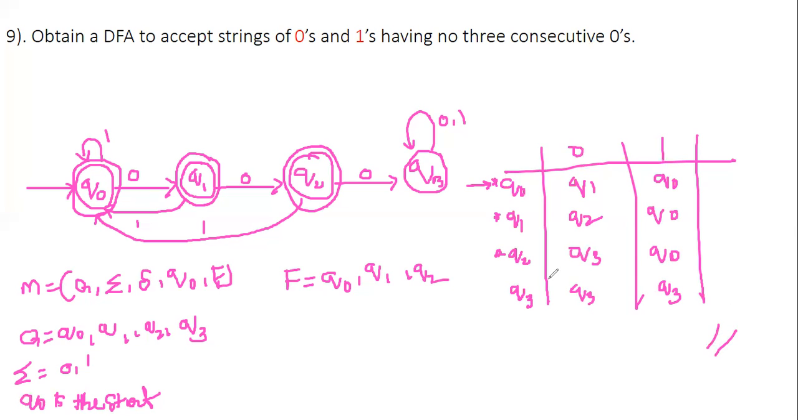Okay. So this is how the no-three-consecutive-zeros problem can be solved. Okay, students. So we'll wait with the next problem, that is question number 10.